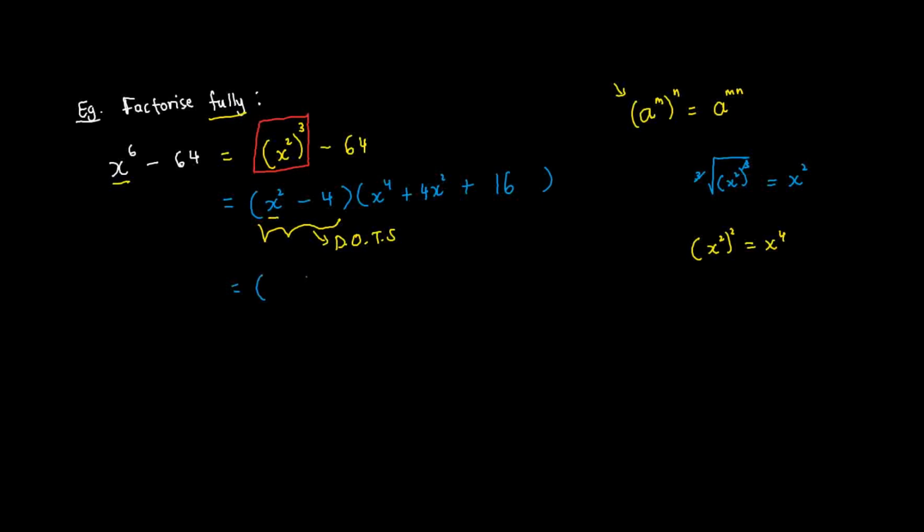So I have two brackets. The square root of x squared is x. The square root of 4 is 2. And I have plus or minus. Even if you put minus plus, it doesn't really matter. And I have the last term, which is x raised to the power 4 plus 4x squared plus 16. And that is my final answer for that.